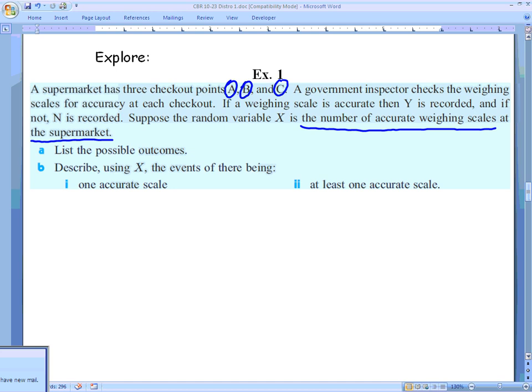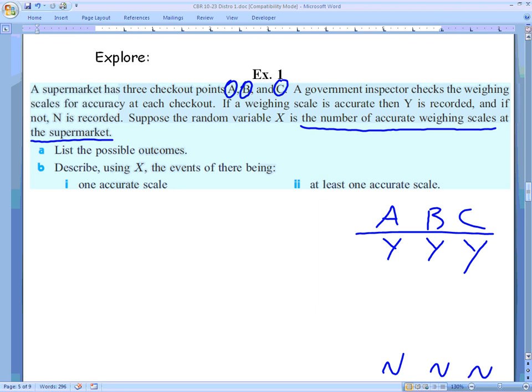What could we have for A, B, and C? I'm going to make a little table off here to the right. So A, B, and C. I could have all of them working. I could have absolutely none of them working. I could have the first one and the other 2 not working. I could have just the second one working. I could have just the last one working.